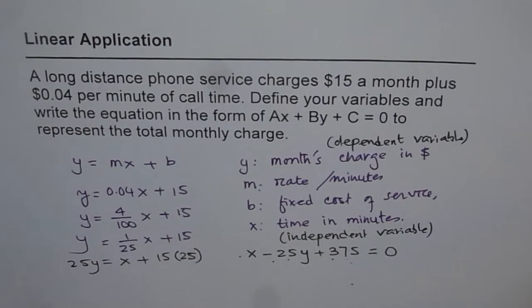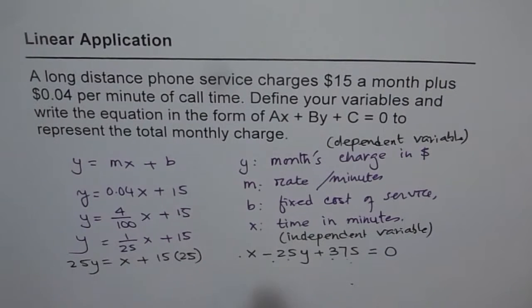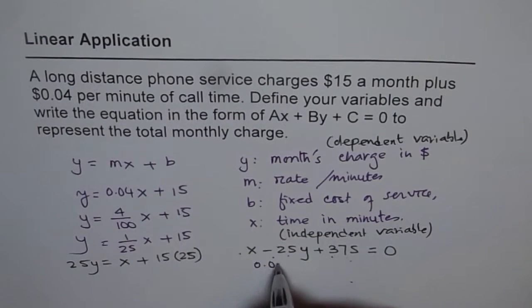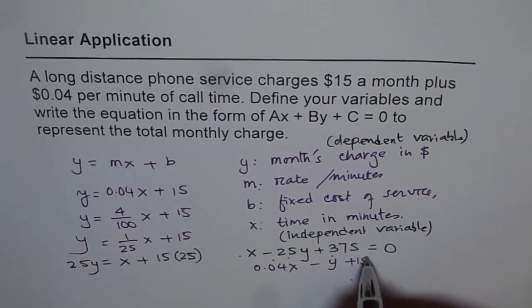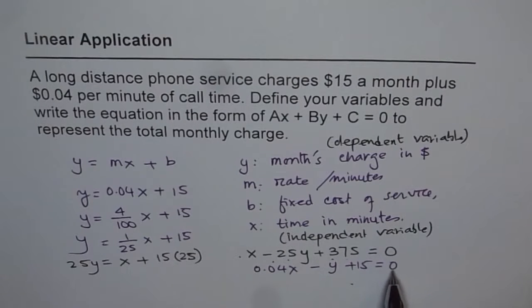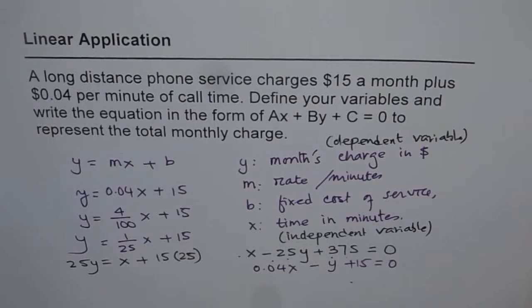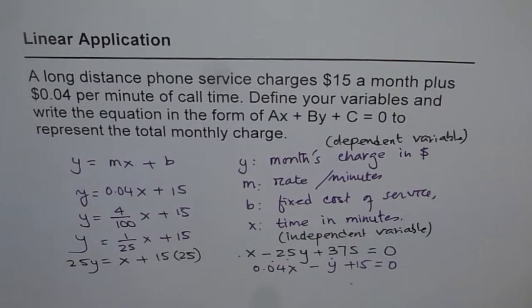It is not necessary that you convert to decimals. You could have written in this form also. In that case, the answer would have been 0.04x, correct, minus y plus 15 equals 0, right? That was also a possible answer, maybe better for you at the moment, right? I hope you understand now that at times it may be simpler to get the equation in one form and then change the form so that you can get the right answer as required.